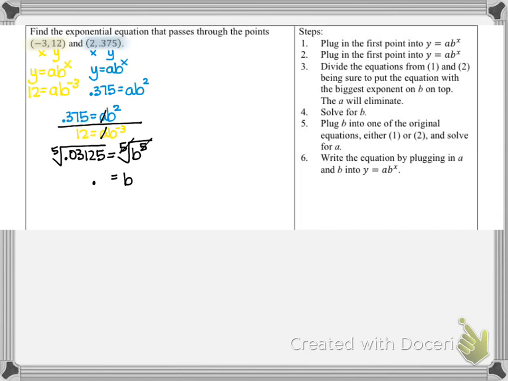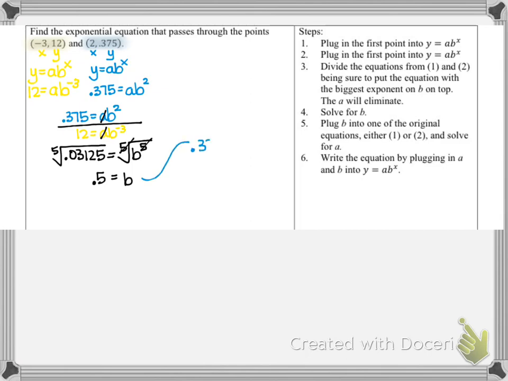Oh, that's not too bad. They give me 0.5. All right, so I have B. Now that you have B, go back to the original equations, whichever one you like better. I know people aren't big fans of negative exponents, and they're not necessarily big fans of decimals, but if I had to guess, I think people would pick the blue equation.